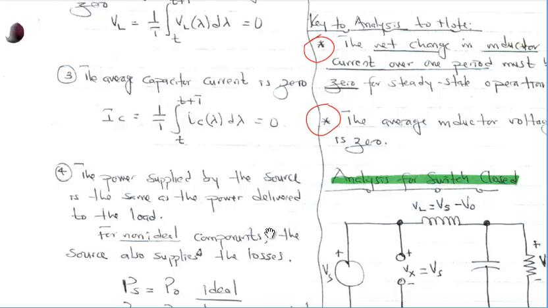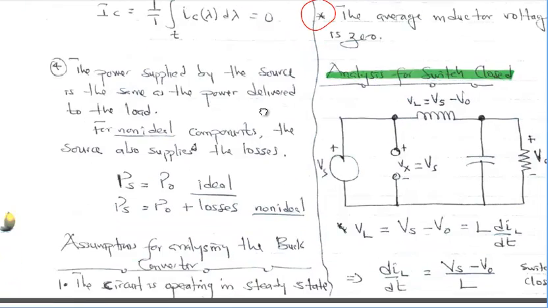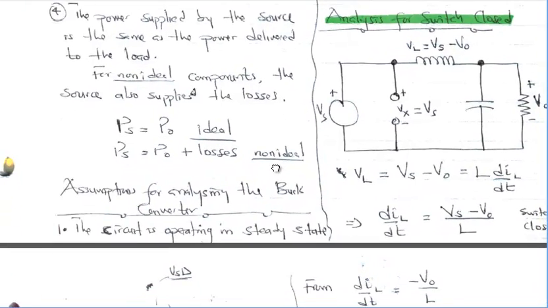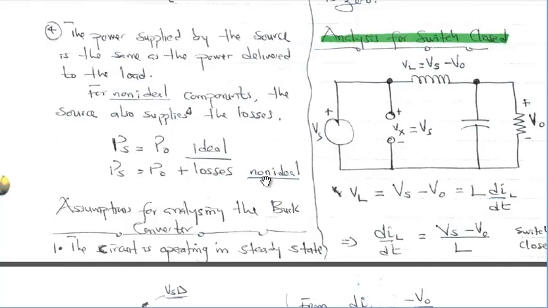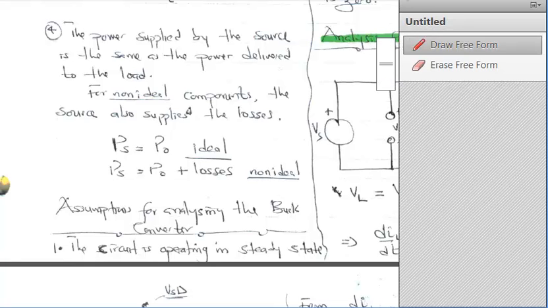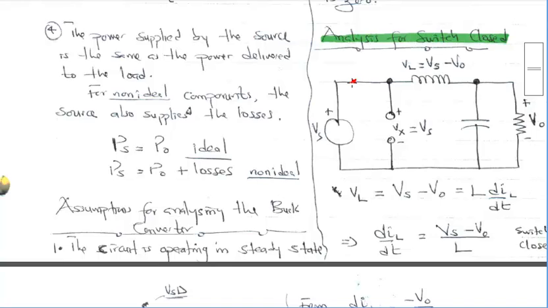Let's take a very quick analysis when the buck converter switch is closed. So we mentioned this before. We said when the switch is closed, so this is where the switch was before. If I grab my pen, I can easily show you. So the switch was here.